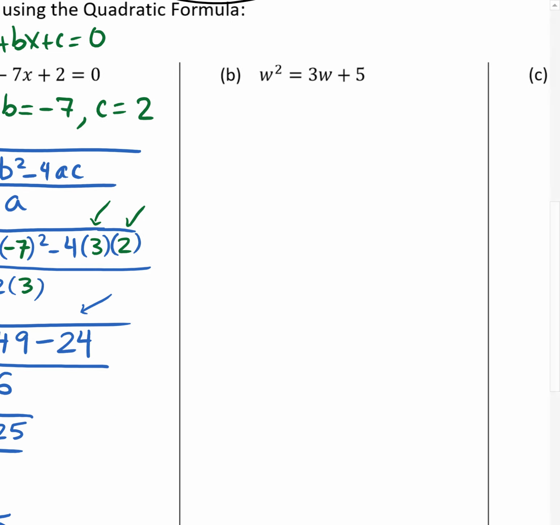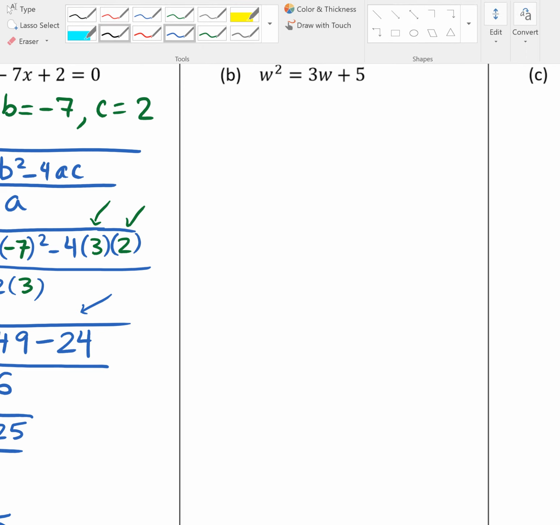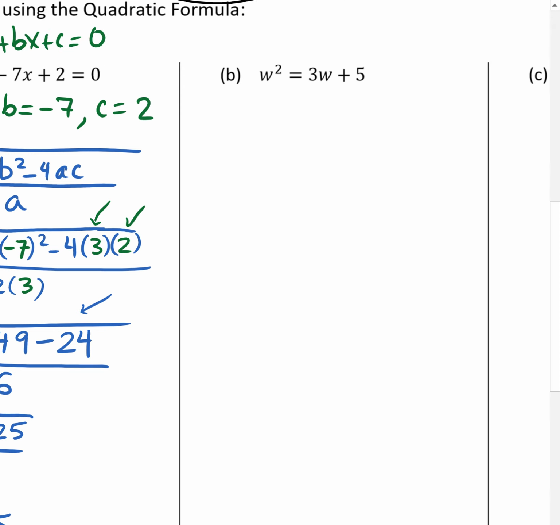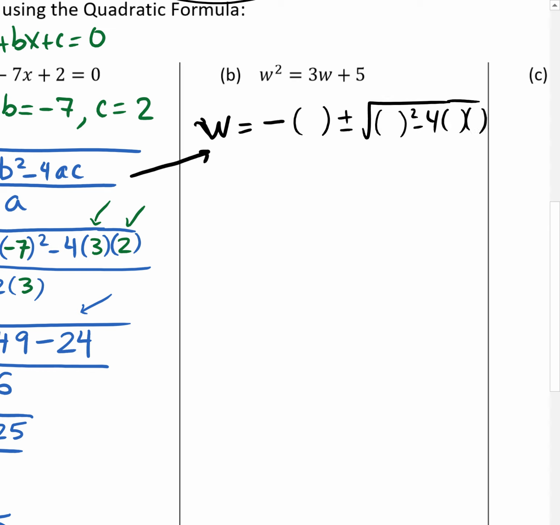Let's try this next one. This one looks fun. I'll try to do the same thing. If you want, you could just copy the same formula, but I'm just going to write it out. I know the formula goes x equals -b over blah, blah, blah. But this time our variable is w, so I better use w. It's -b plus or minus the square root of b squared minus 4ac, all over 2a.